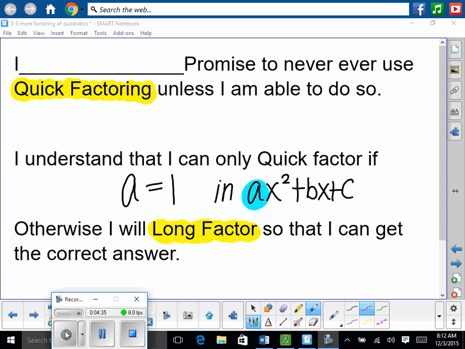So we're all going to say this, all going to say it. Ready? Say your own name. 1, 2, 3. I promise to never use quick factoring unless I am able to do so. I understand that I can only use quick factor if A is equal to 1. Otherwise, I will long factor so that I can get the correct answer. Okay, you've all taken the vow. You've all sworn. So if you quick factor in the future, I get to psh, psh.